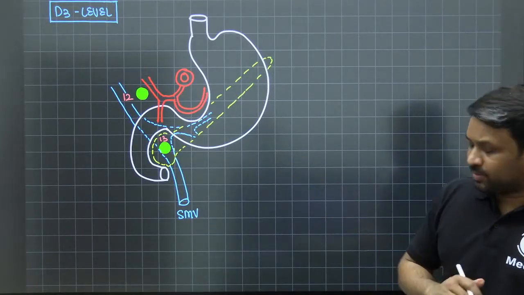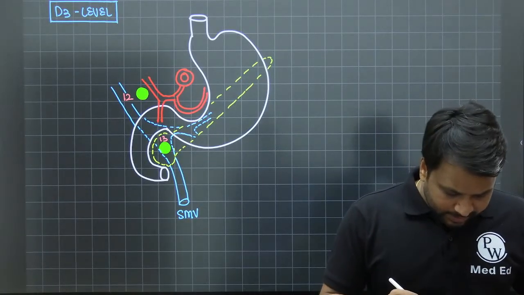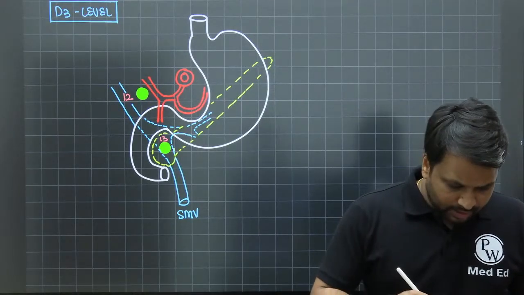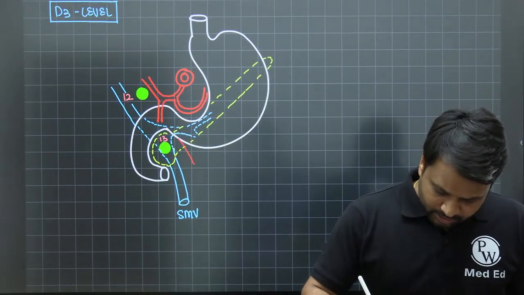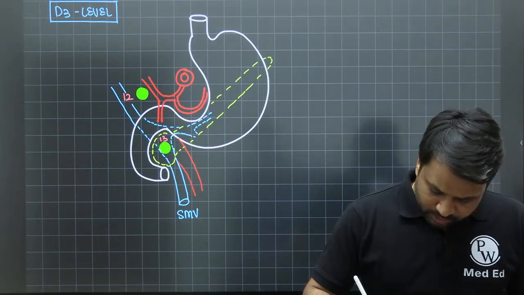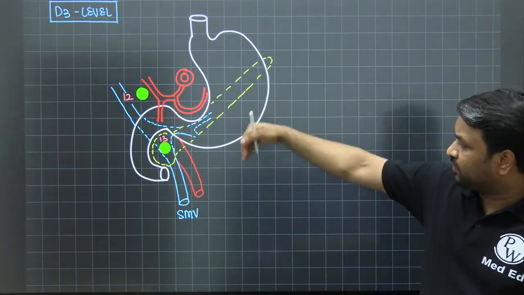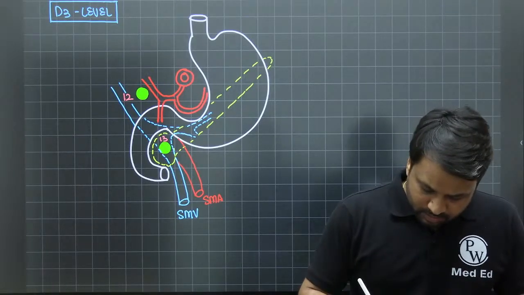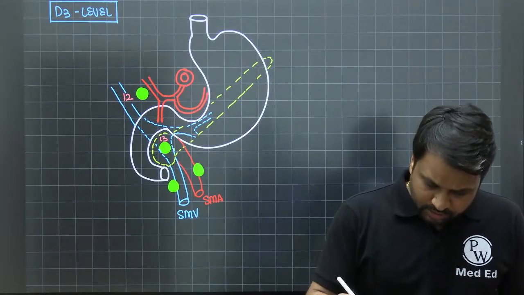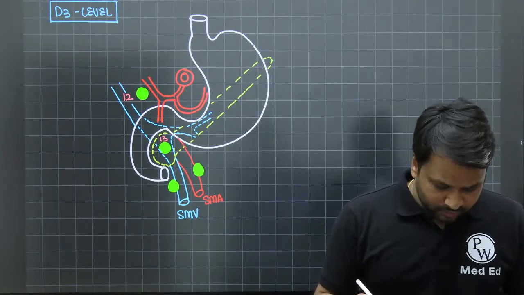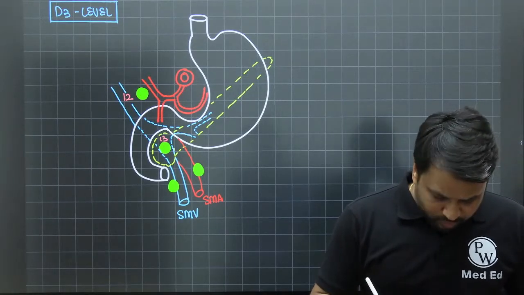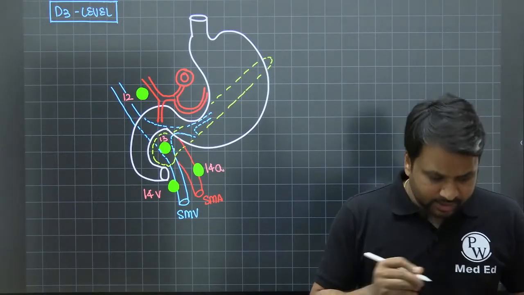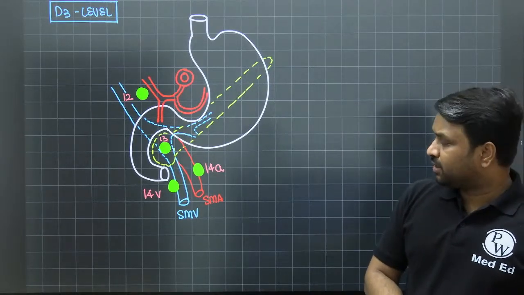Obviously, next to it, your superior mesenteric artery is also there. Now, the nodes present along the superior mesenteric vein and the superior mesenteric artery, you will see, are going to be in the hunch of the pancreas only. This is your superior mesenteric artery. This is one node station, this is another node station. If I have to label this, the one present with the vein is going to be 14V, that is vein, and this is your 14A, that is artery. 14 vein and 14 artery.